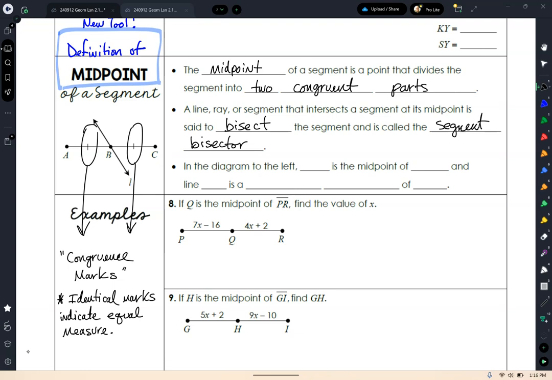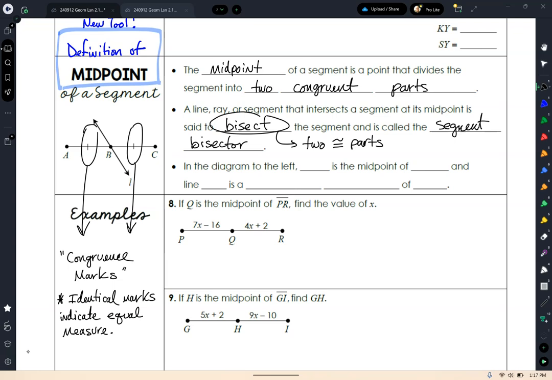Now, let's just, again, emphasize this word right here. When a segment, or any part of a figure for that matter, has been bisected, it has been broken into two congruent parts. Okay? Not any two parts, two congruent parts. That's important to understand. Okay?